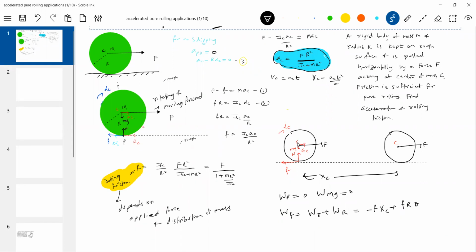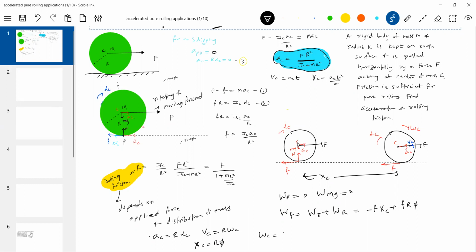And for accelerated pure rolling, what do you mean by that? AC = R alpha C, VC = R omega C. At this particular point, what is the state of the rigid body? It will have acceleration of center of mass, angular acceleration, angular velocity, and the center of mass will also acquire velocity. Then for accelerated pure rolling, we write AC = R alpha C, VC = R omega C, and also X = R theta. Theta is not an angle, it is an angular displacement.